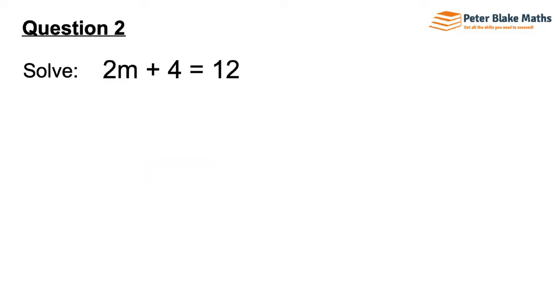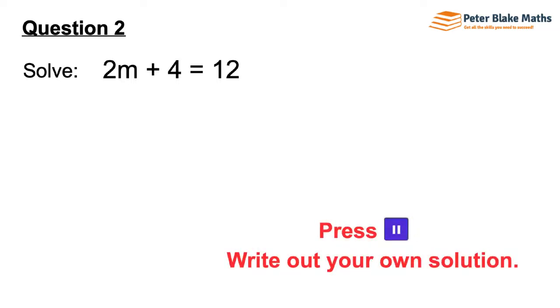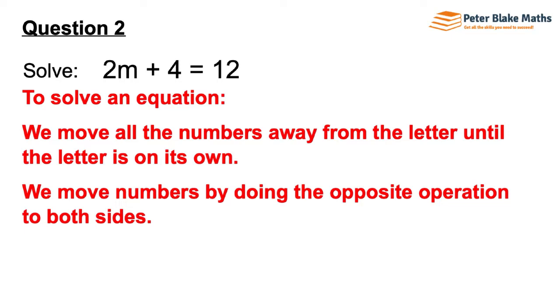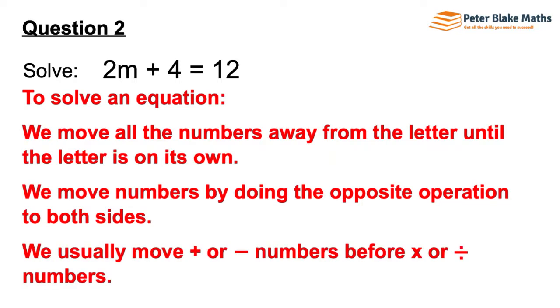Question 2. Solve 2m plus 4 equals 12. To solve an equation, we move all the numbers away from the letter until the letter's on its own. We move numbers by doing the opposite operation to both sides, and we usually move the plus or minus numbers before any multiply or divide numbers. Here we're going to look at moving the plus 4 first.